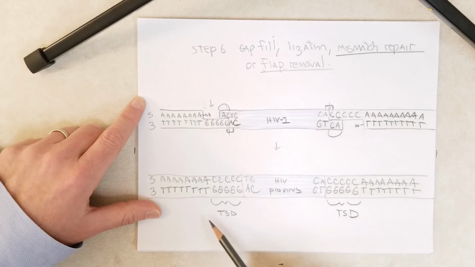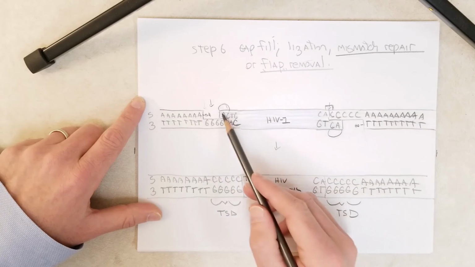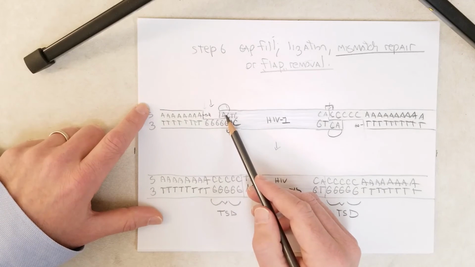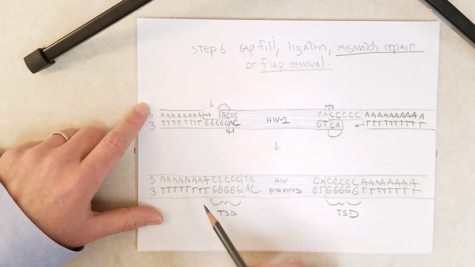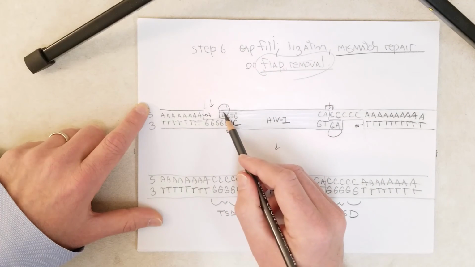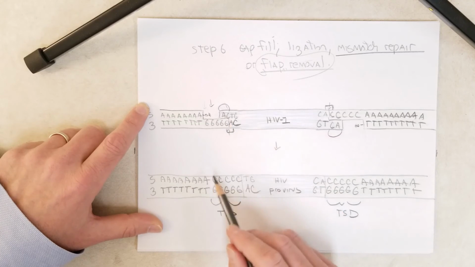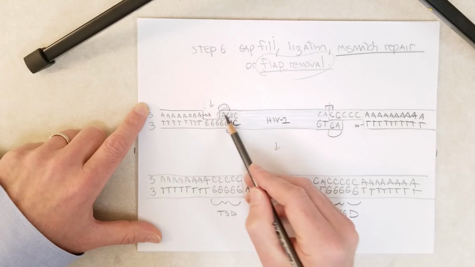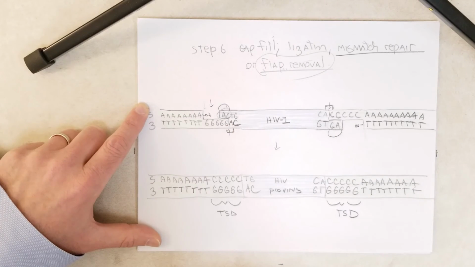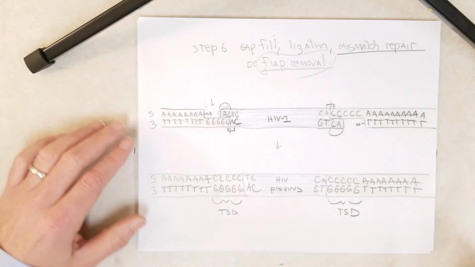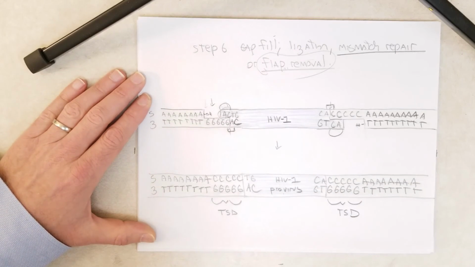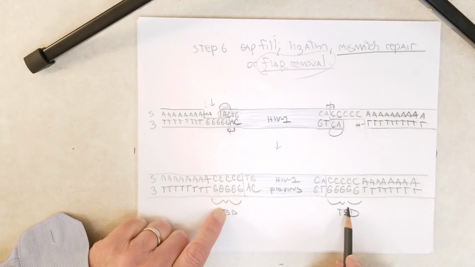Same thing for this end over here. And if there are any mismatches behind, then mismatch repair or some DNA repair process like base excision repair is going to have to come in and fix these. There are a lot of researchers that think that these just leave flaps, and those flaps are removed by some sort of endonuclease. Either way, any mismatches here are going to have to be repaired. After all of that, what we're going to have is the HIV-1 provirus inserted into the genome of the host, and we have our target site duplication, right?